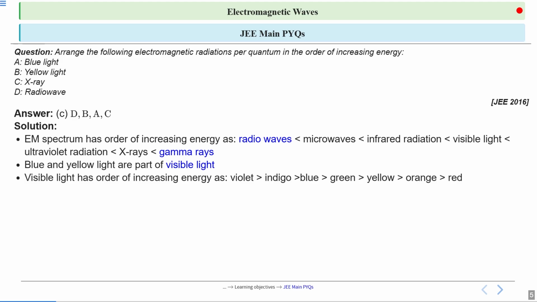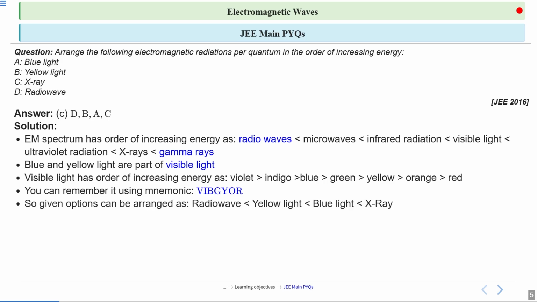Okay, so you can remember it using the mnemonic VIBGYOR. So violet, indigo, blue, green, yellow, orange, red. Violet will be having the largest frequency among all the colors, and red will be having the smallest frequency. So the amount of energy associated with the violet color will be more, and associated with the red color will be least. Okay, so that means blue light will be having more energy than yellow light.